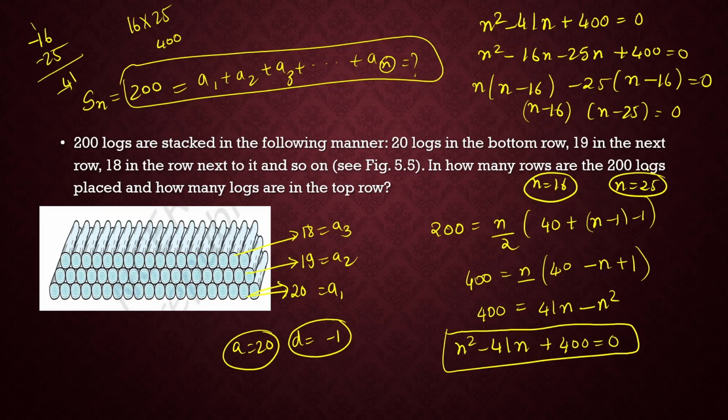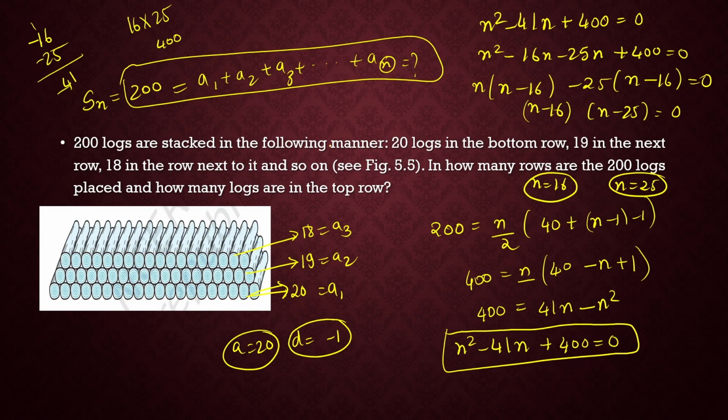So they are telling that there are 2 points at which the total number of logs will be equal to how much? 200. But is that possible? No. Because see, when you move to the number of logs in 24, we need to find. Okay, so is this possible? The value of n is 16 and the value of n is 25. Both of the cases are not possible at a time.